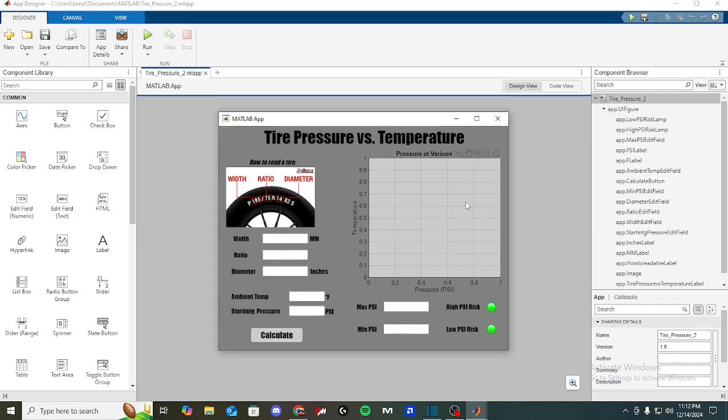Now let's do a couple of examples to try and trigger these lights. We'll do a 205 tread width tire with a 55 aspect ratio on a 17-inch wheel. And we'll say we're at 50 degrees Fahrenheit again, and we will say we're at 48 psi. Now if you calculate this, you can see our light has changed. We are above that 50 psi. We're at 52, so we have triggered the light. We are not below, so we don't have to worry about it.